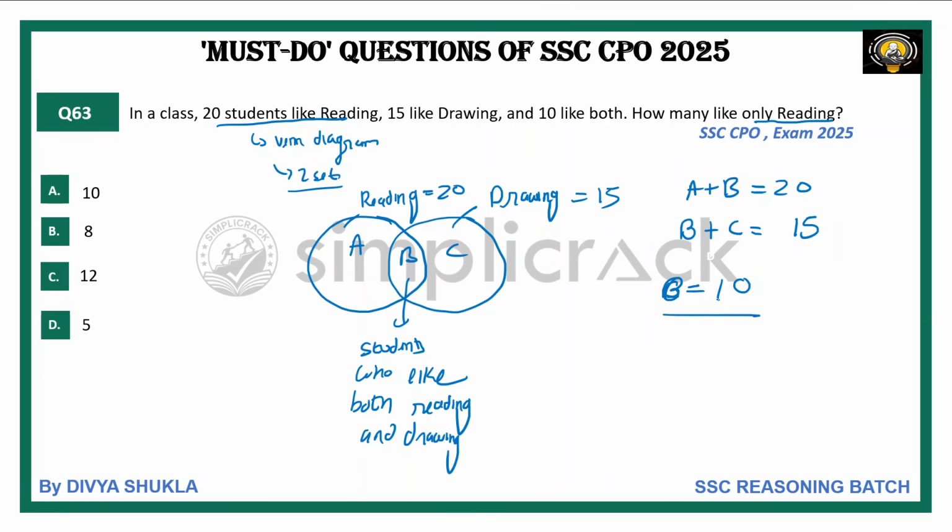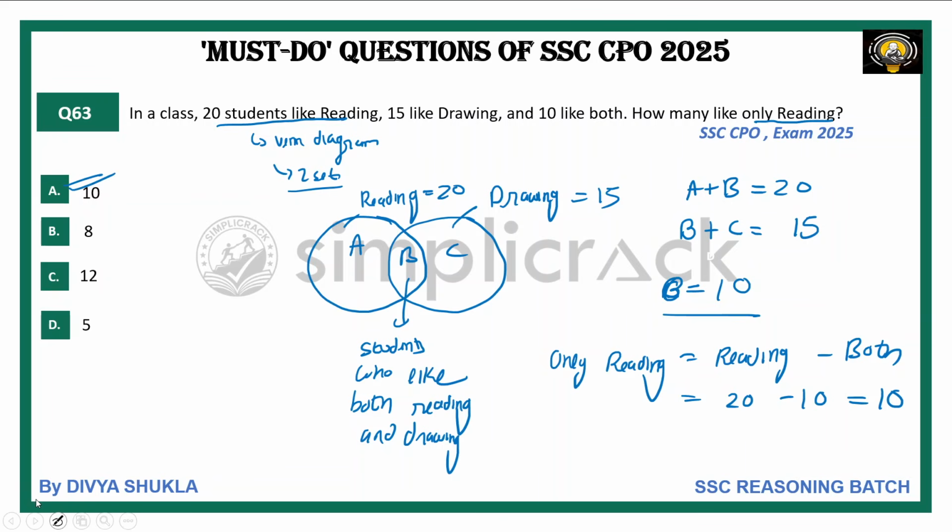So if the value of B is 10, I can say only reading would be reading minus both. What was the value of reading? It is 20. What is the value of both? It is 10. Answer would be 10. Option A is the correct answer for this question.